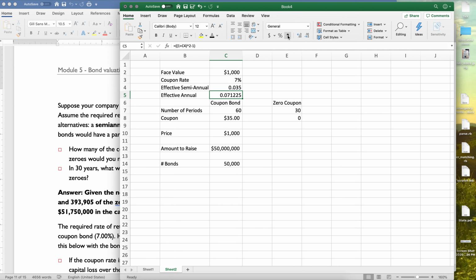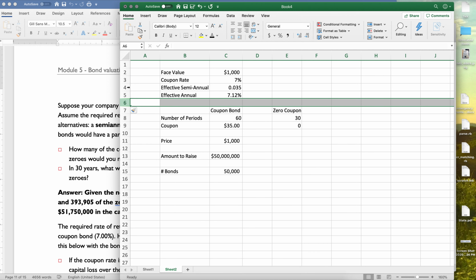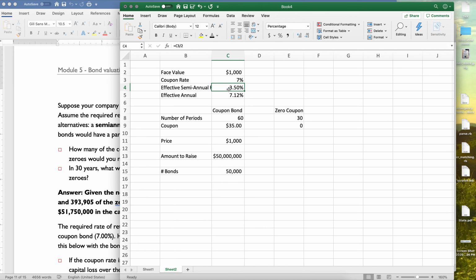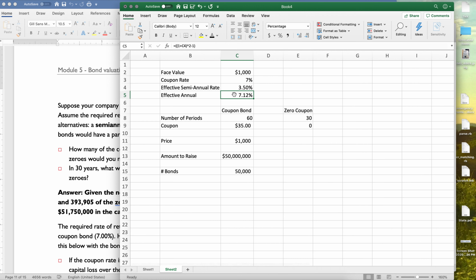Okay, so notice a few things. I'll change that to percent. The coupon rate is 7%, but since it's compounded semi-annually, the effective annual rate is going to be 7.12%. It's higher because it's compounded more than once a year, and that's kind of our way of checking ourselves to let us know if we're doing it right. So the present value of this is going to use the effective annual rate, because the zero coupon bond doesn't pay semi-annual coupons. You can just use number of years.